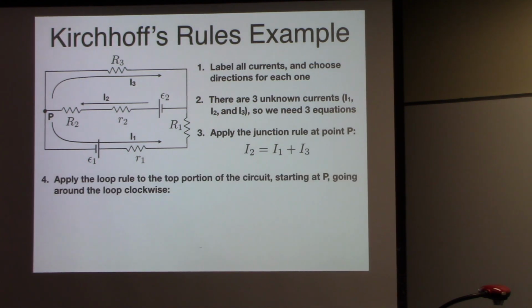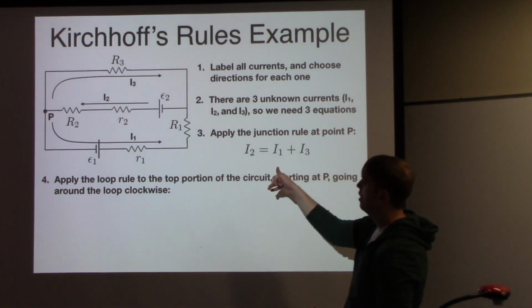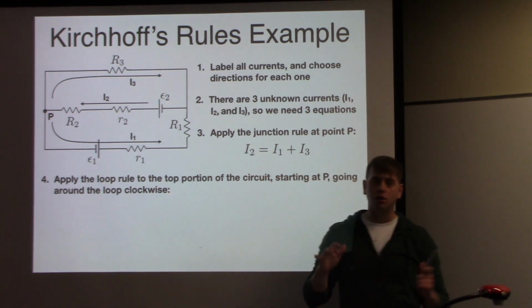Okay, step 4. Now we're going to move on to the loop rule. So we have one junction rule equation. That means we're going to have two loop rule equations.